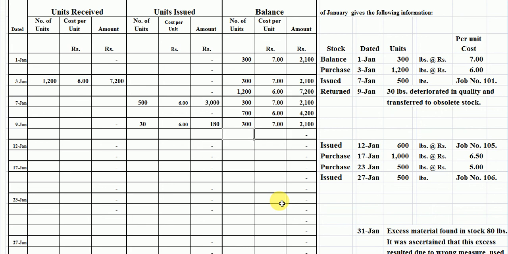Now the remaining balance is 70 pounds, the rate is 6 per pound here. Student, this is again our inventory card which is existing in our storeroom.